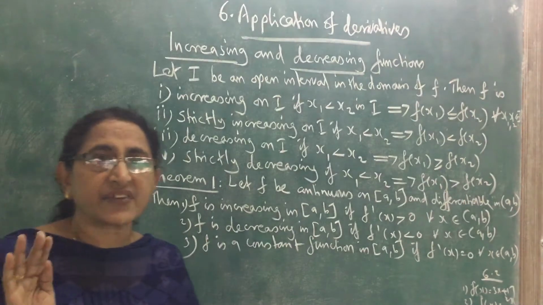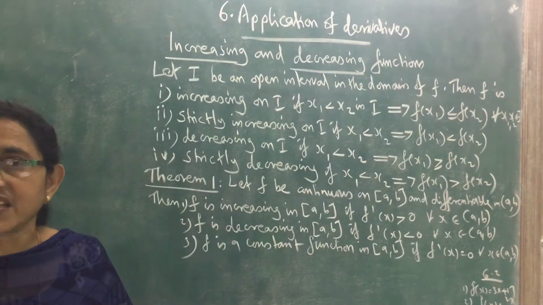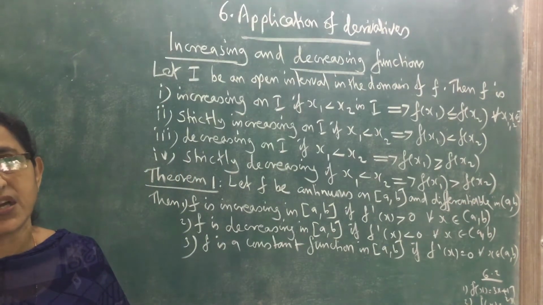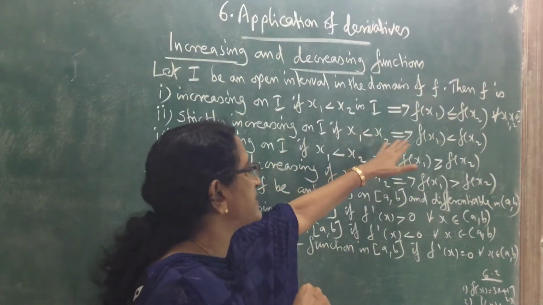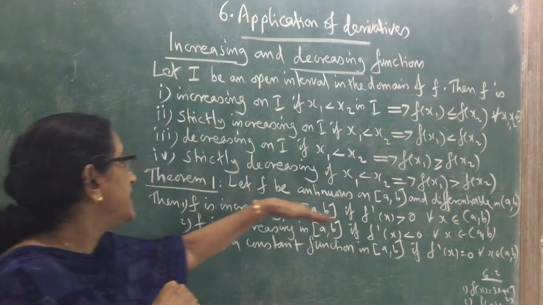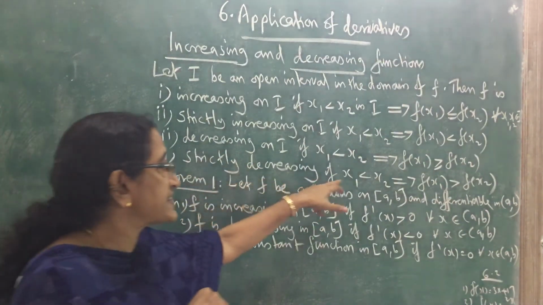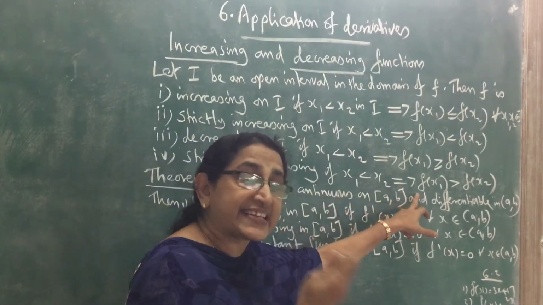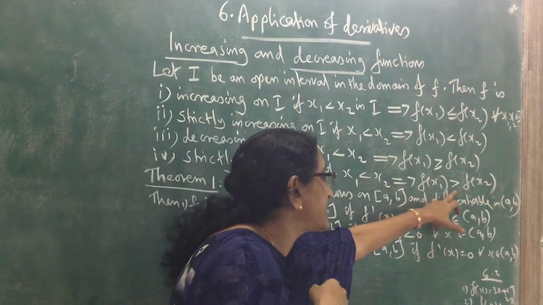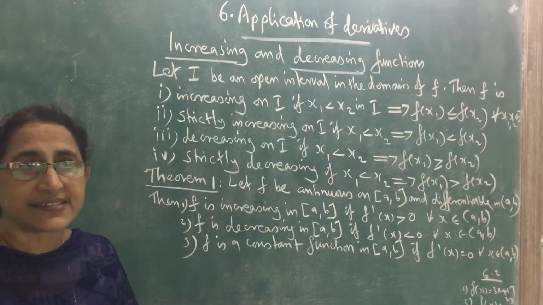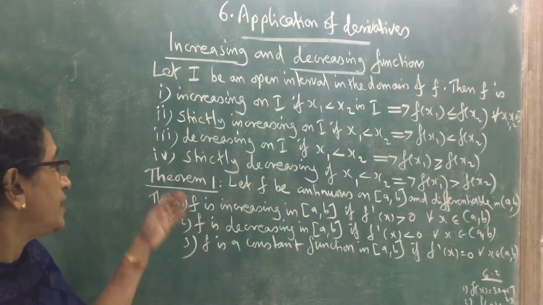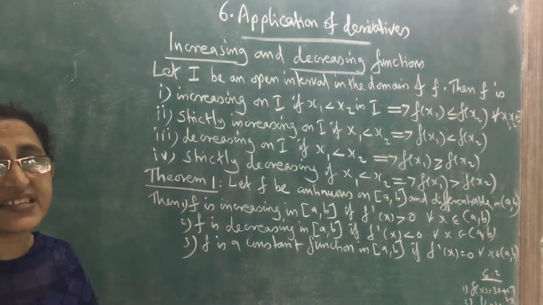Generally, increasing function means as the value of x increases, f of x also increases. Strictly means x1 less than x2 implies f of x1 less than f of x2. Strictly decreasing means x1 less than x2 implies f of x1 greater than f of x2. Here less than, here greater than, opposite direction. As x increases, f of x decreases. That is the increasing and decreasing functions.